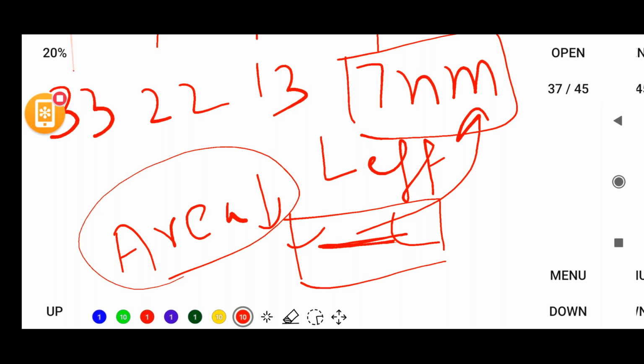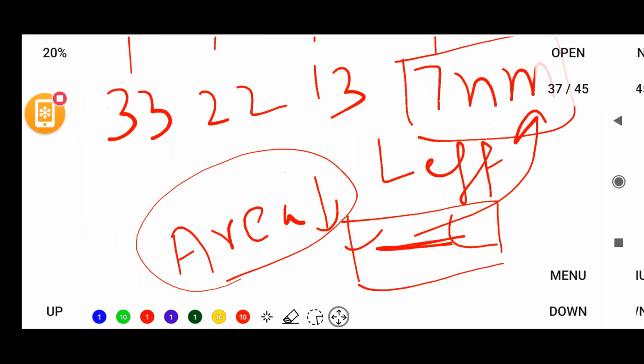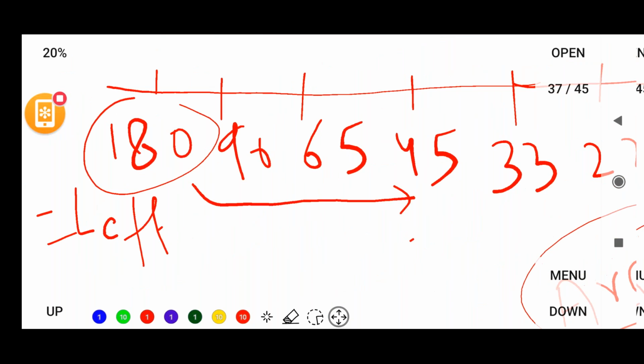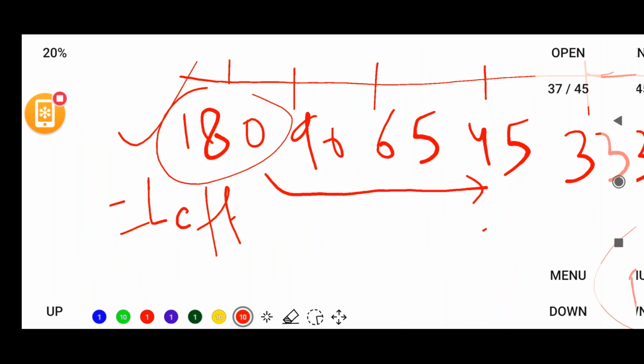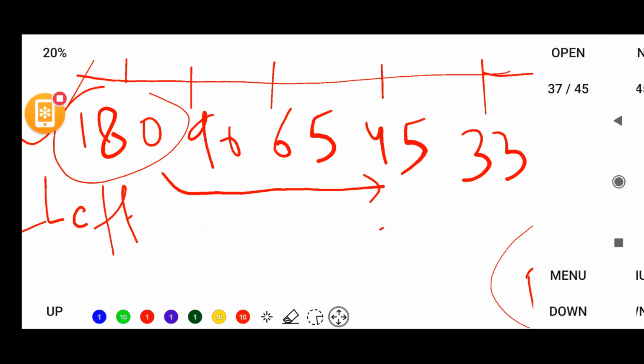Because in the case of 180 nanometer, the channel length is more. In the case of this size, 180 nanometer, your channel length is more, which means the device area is more. But here you see the latest trend.